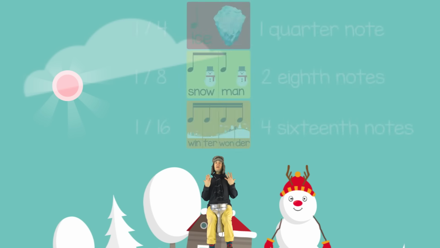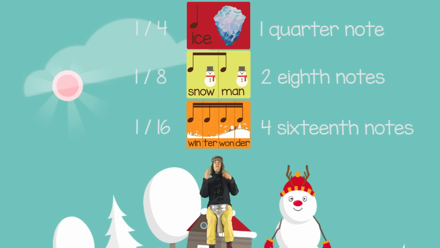You can see up here, if we stack all of our notes, that if you take the ice and you chop it in half, you get the snowman. If you take those snowmen and you chop those in half, then you get the winter wonder. This is how our rhythms work. We start with one note and it's a bit longer, and then we break it into smaller pieces and even smaller pieces and even smaller pieces.